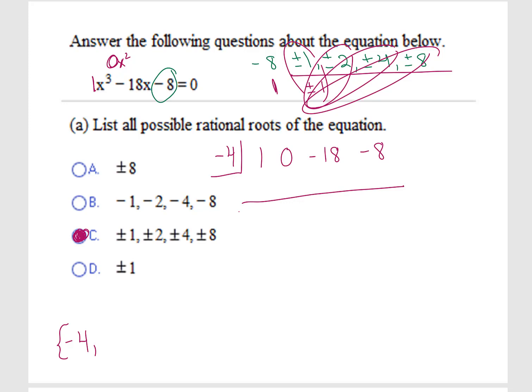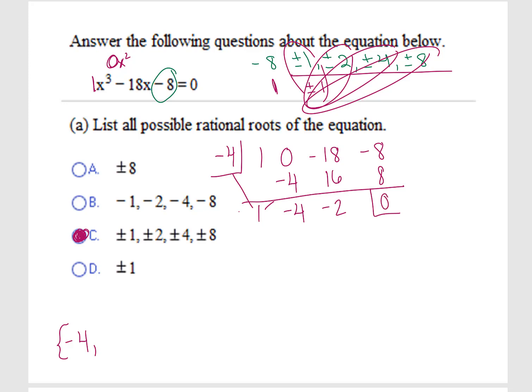Start your synthetic division, drop down that 1, multiply, add, multiply negative 4 times negative 4, add, multiply negative 4 by negative 2, add, and it works out with a remainder of 0.